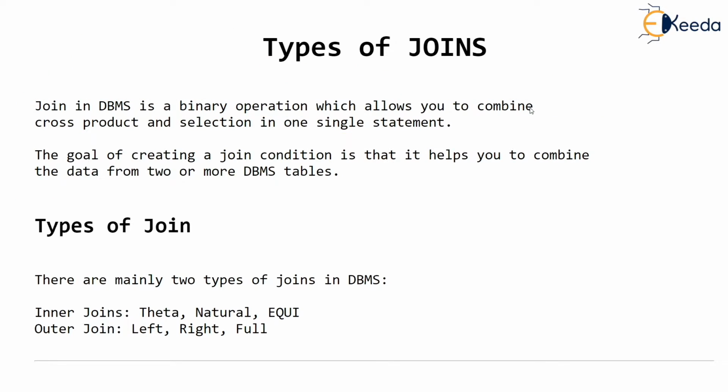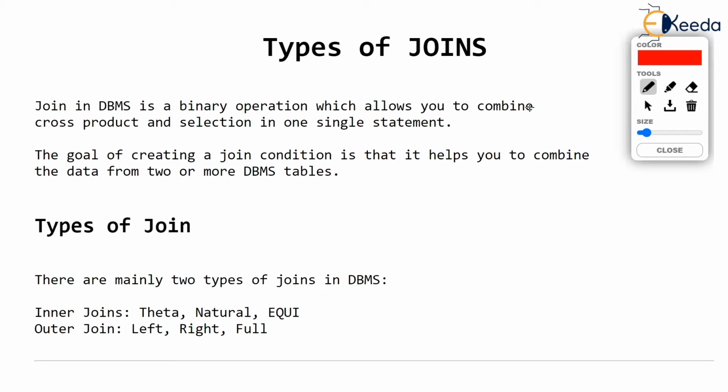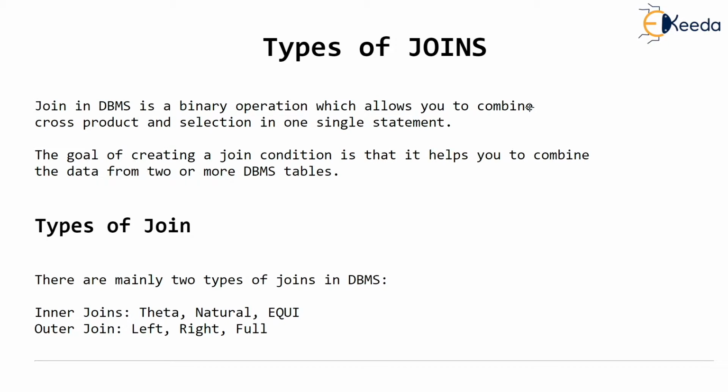By the way, we join the tables or relations because the data is dispersed in different relations and we want to pull out the data. We want to combine these tables and pull out the data from two or more DBMS tables. So why do we join? We use the join operation because the data is not in a single table, but in multiple tables, and we want to pull out data from multiple tables.